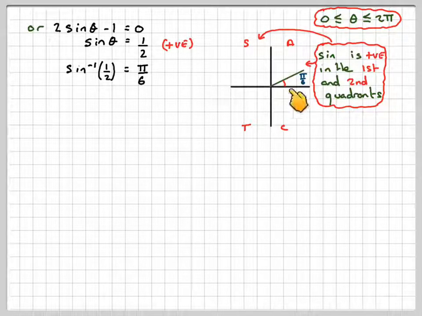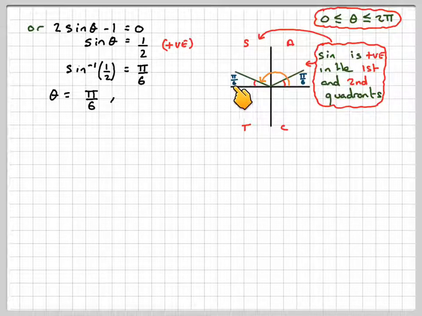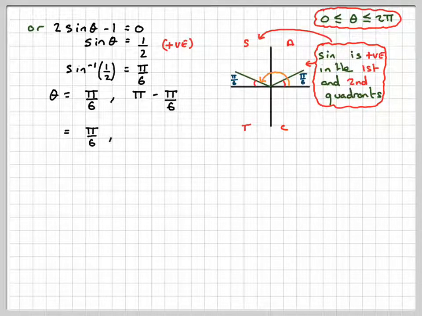So drawing our line with the horizontal axis, this is pi by 6, and this is pi by 6, so we're going to get that theta is pi by 6. The other one will be from here, so from here, 180 is pi in radians, so we need to do pi minus pi by 6. So it gives pi by 6, and then pi minus pi by 6 gives me 5 pi by 6.